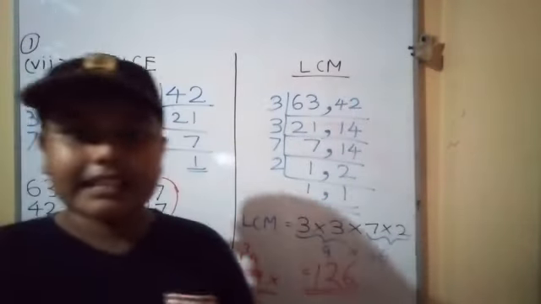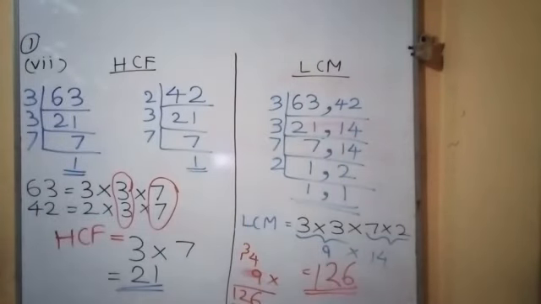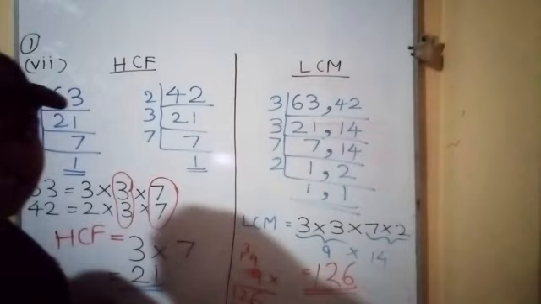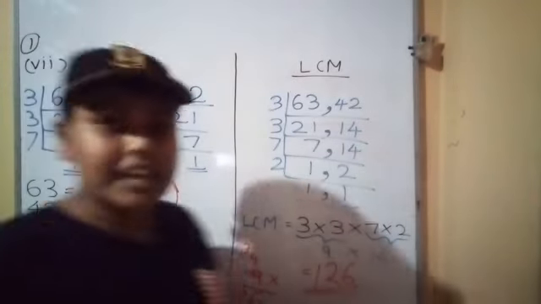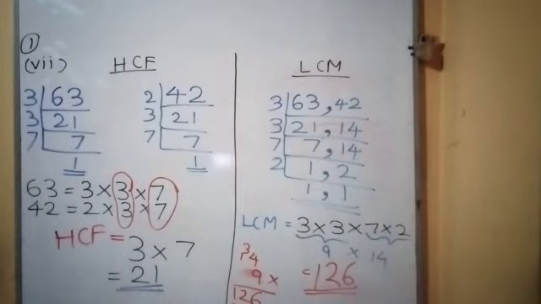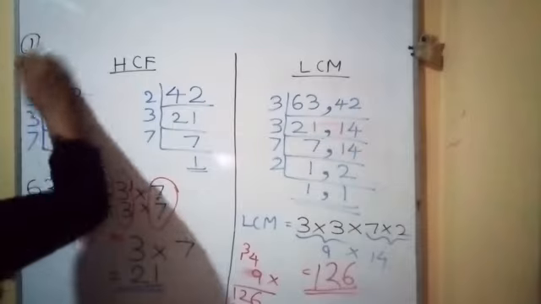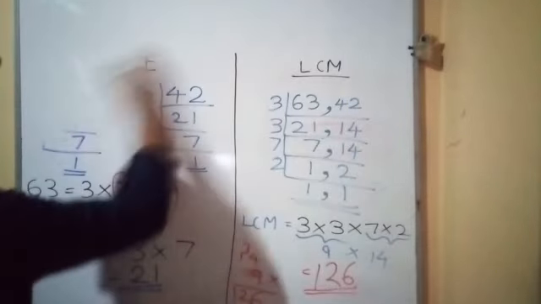126 is the LCM of 63 and 42. So in that, the HCF is 21 and the LCM is 126. So that is the answer for the first question, 7th one. Now let's do the 8th sub question. What is the 8th sub question?